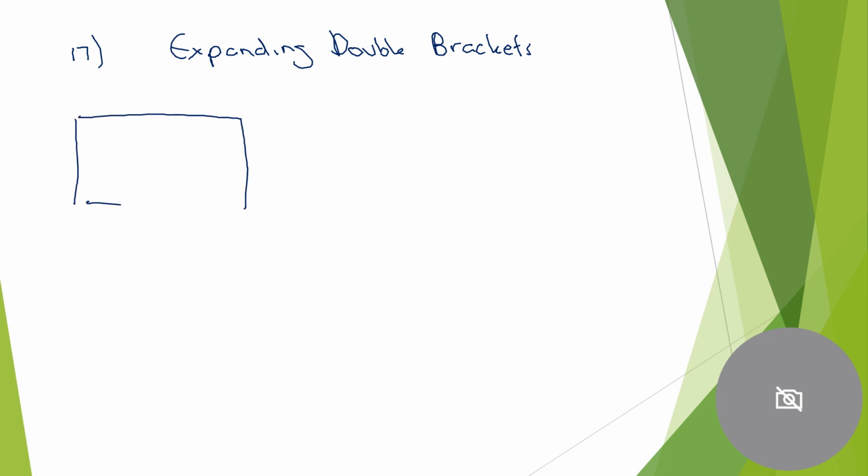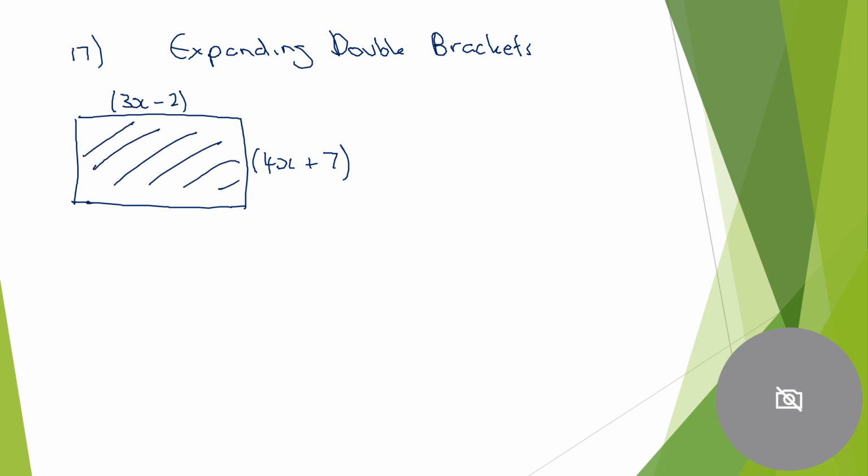Okay, next we're going to do expanding double brackets. Okay, all right, so I'm going to give it to you like this, right, in a strange sort of shapey sort of way. So if I said 3x minus 2 and 4x plus 7, I don't know, and I said what is the area of that in algebra form? Okay, what is the area in algebra? Or sometimes saying write an expression. Don't worry about words. Words will put you off. Write an expression for the area.